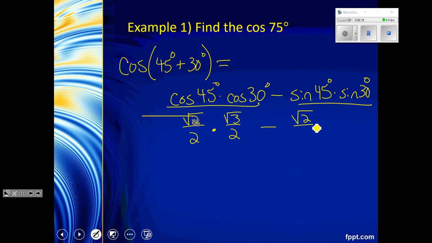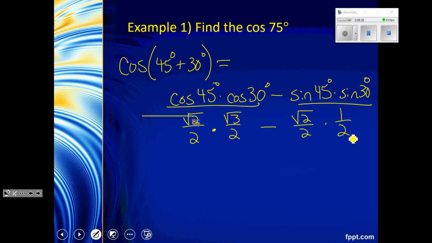Square root of 2 over 2 times the sine of 30 degrees is 1/2. So Reagan asked me the question today. She said, is this more tricky or is this more algebraic? I would say at this point in time it becomes algebra. Okay, so let's just multiply.